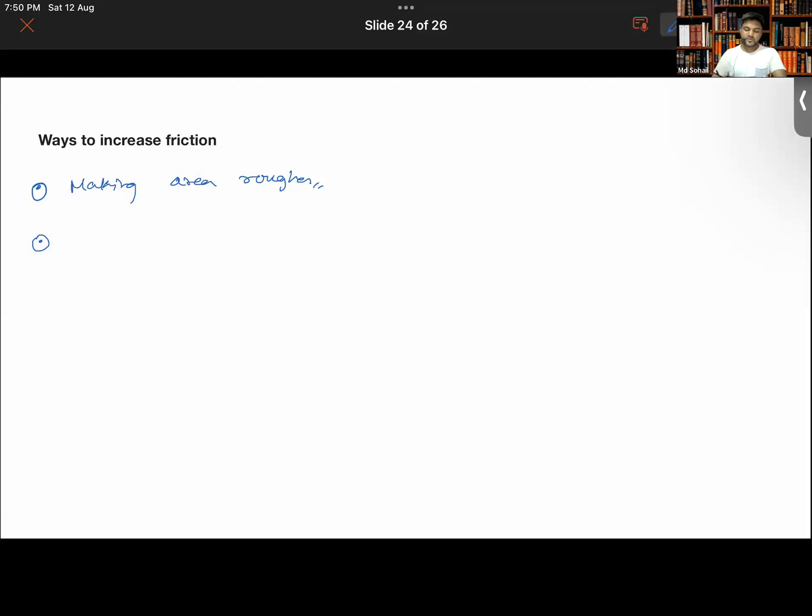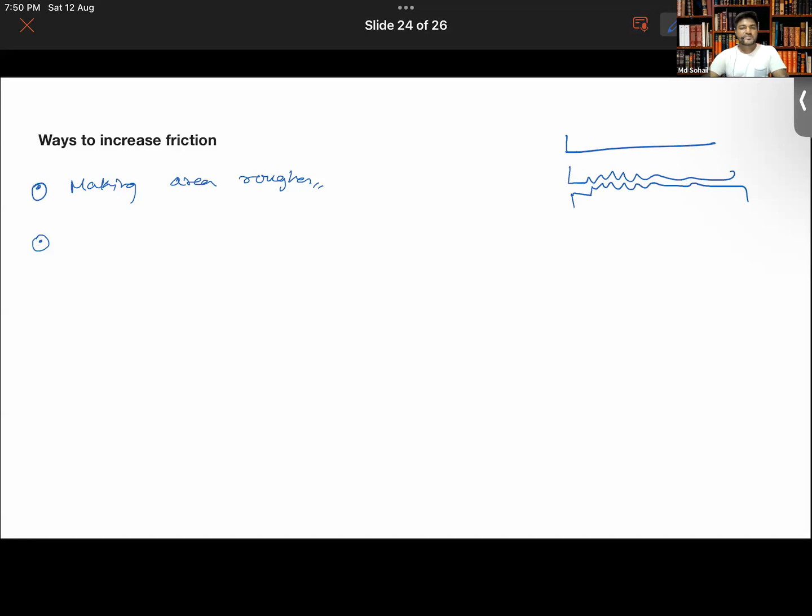Right. So basically, you will see that the surface was like this. Now, if the surface is like this, there will be an interlocking effect. The interlocking effect will increase. Right. And what can be done?